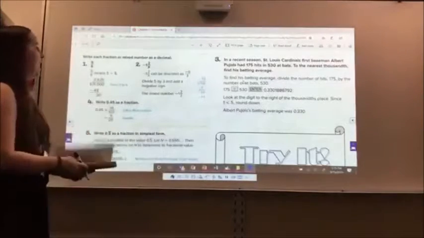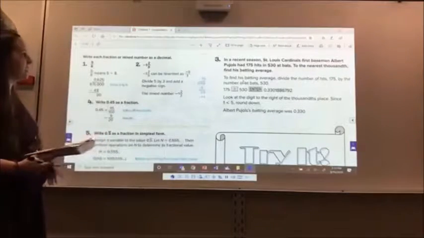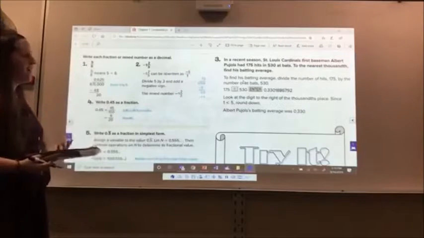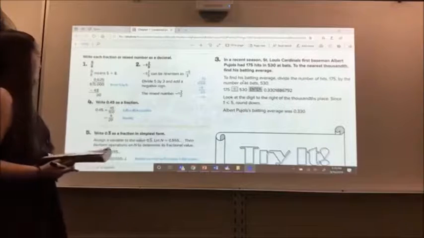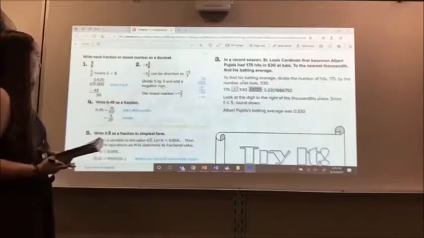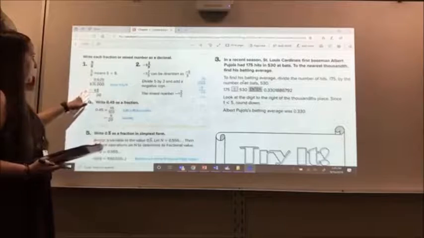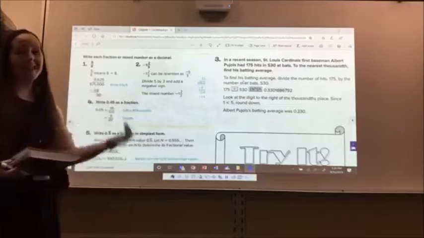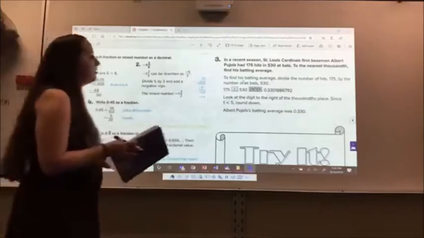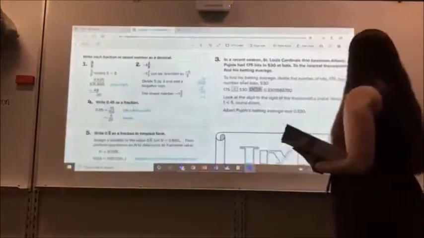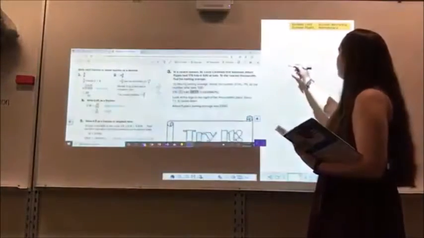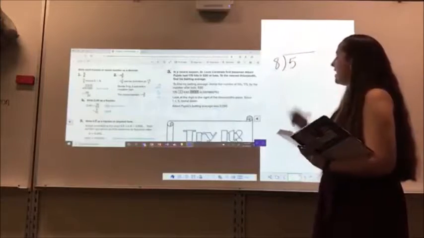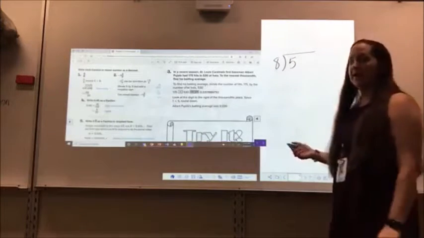The first example I have is write each fraction or mixed number as a decimal. So the first one I have is 5/8. 5/8 means 5 divided by 8. So when I do that, I'm dividing 5. 5 goes inside, 8's on the outside. All right, and I'm going to go ahead and divide it.